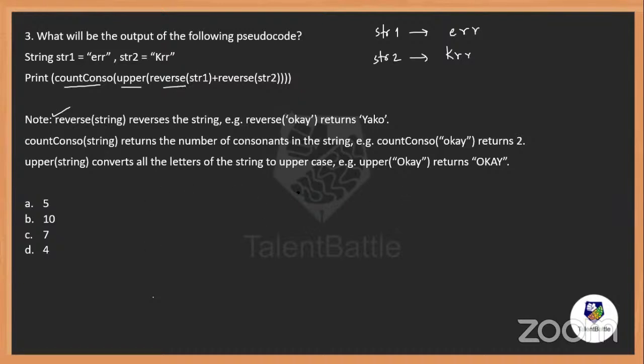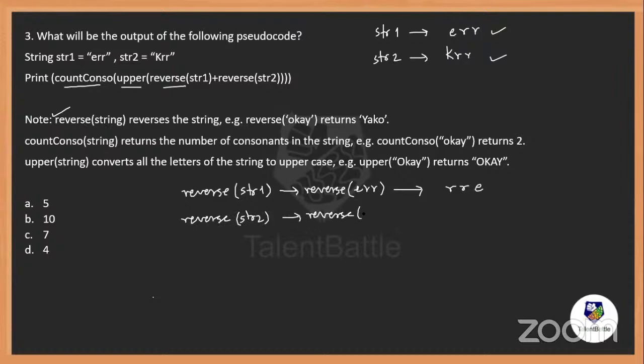Okay, so let's take it one by one. We have string 1, that is ERR. Then the second string, we have KRR. So let us first reverse string 1. I am applying it on the first string, that is ERR. When I reverse, the output will be RRE. Then the reverse of string 2, reverse of KRR will be RRK.